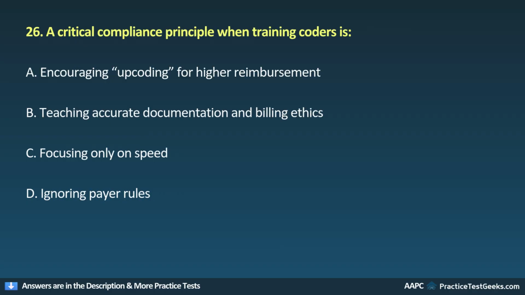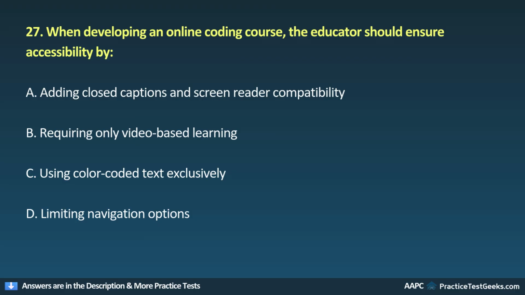26. A critical compliance principle when training coders is A. Encouraging upcoding for higher reimbursement. B. Teaching accurate documentation and billing ethics. C. Focusing only on speed. D. Ignoring payer rules.